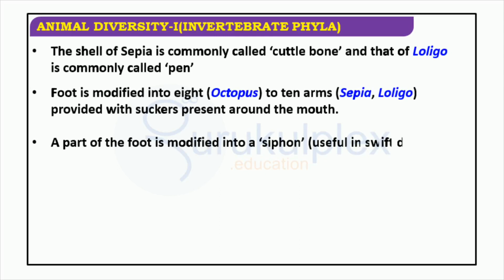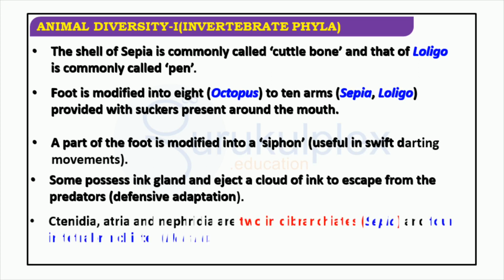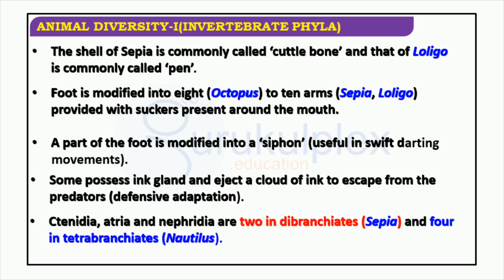Mollusks are a varied and widespread group of invertebrates. They present distinctive characteristics adapted to their habitat, like a shell, tentacles, suckers, a siphon, an ink gland and conidia, atria and nephridia. Loligo and sepia are two examples of mollusks which show adaptations to aquatic life. They have 8 to 10 arms with suckers around the mouth. Sepia possesses a cuttlebone whereas Loligo has a pen. These numerous specializations attest to their ability to live and thrive in an aquatic environment.